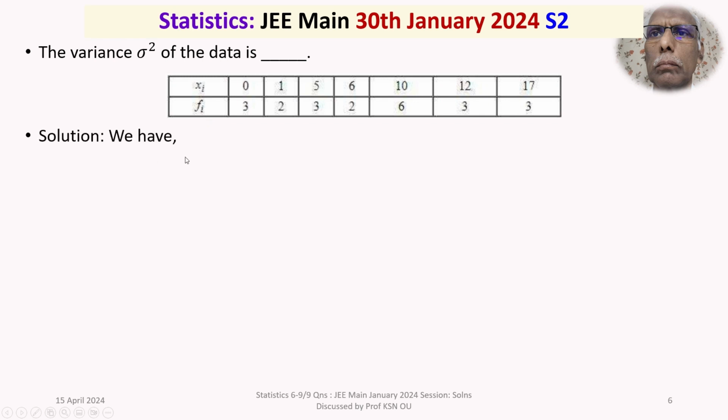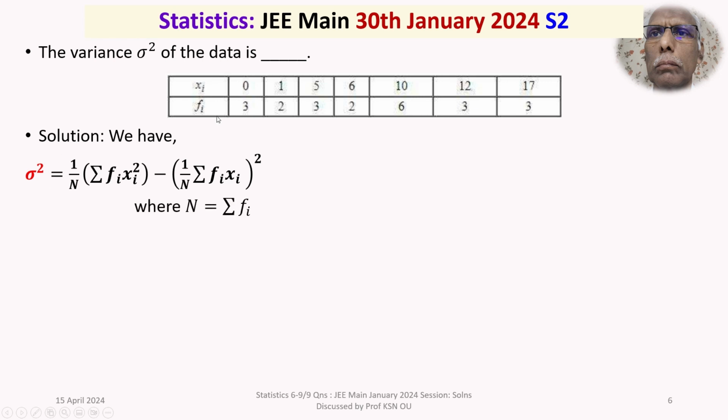So we have sigma square. The formula when you have observations and corresponding frequencies will be equal to 1 by N multiplied by sigma Fi Xi square, minus the square of 1 by N multiplied by sigma Fi Xi, where capital N is equal to sigma Fi, that is the sum of the frequencies.